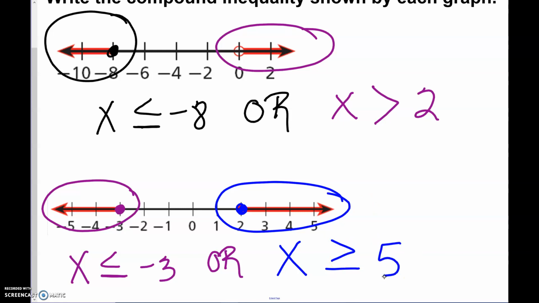Okay, so basically you are going to be solving 2 different problems in one, and you're going to have that or in the middle, and all of your graphs should be going out. The biggest thing is please write your letter first when we are writing these compound inequalities.